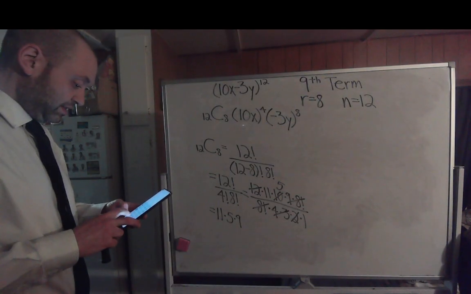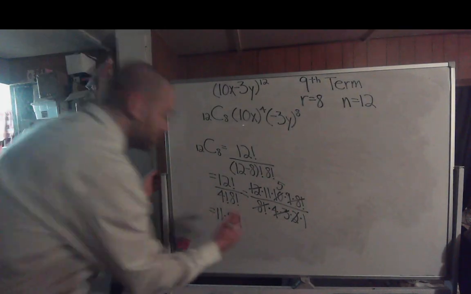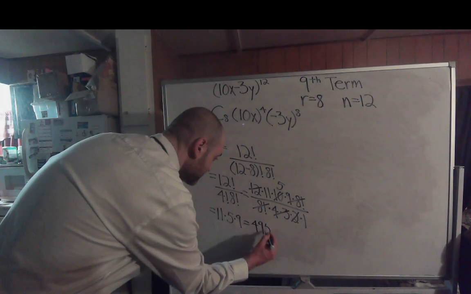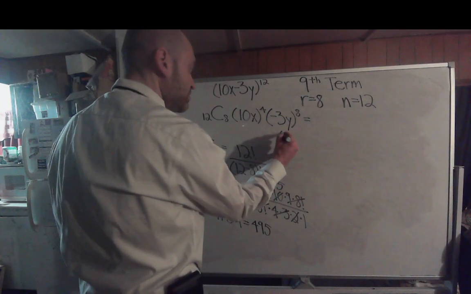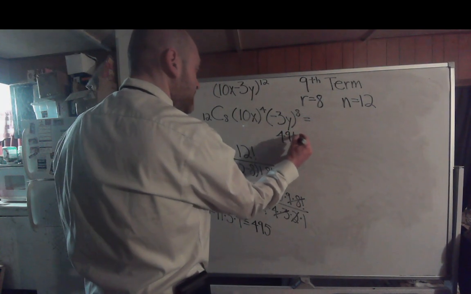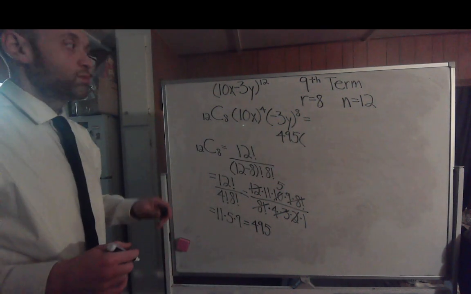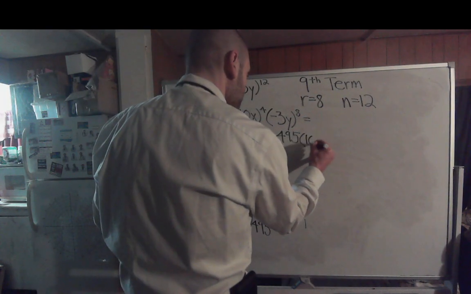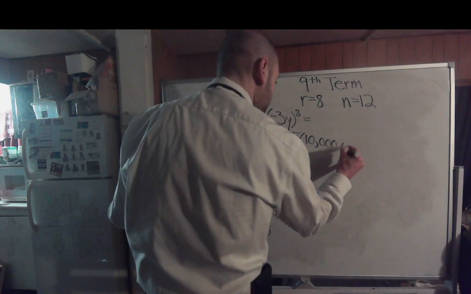So let's see, 11 times 5 times 9 is 495. So that combination of 12 things, 8 at a time, equals 495. So this will turn into 495 times that 10x to the 4th. Well, what's 10 to the 4th power? That's going to be 10,000. And then you'll just have x to the 4th.